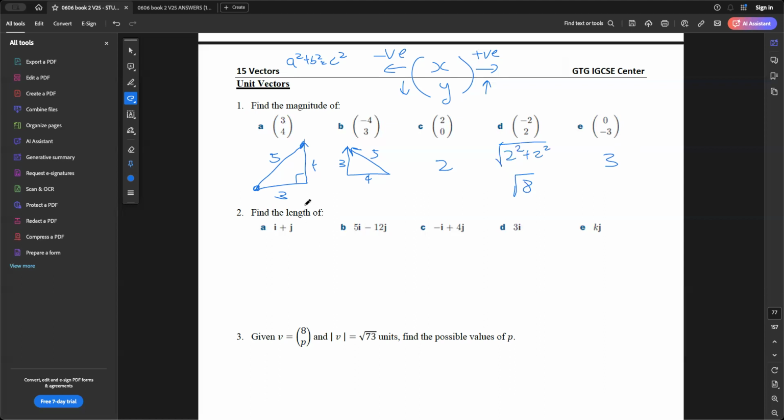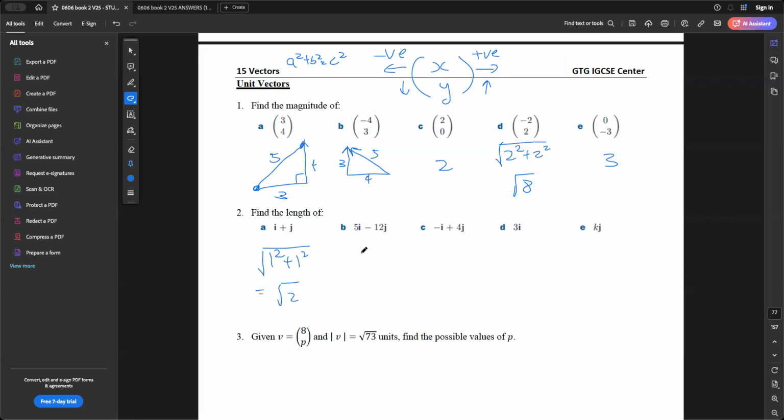So the same thing here for your translation. For your translation, you can go for i and you can go for j. For i and j, it's actually the same as X and Y movement, but instead they just give you a different way of representing the data. To find the length here, it's still the same thing, right? 1 square plus 1 square, square root this answer, square root of 2.